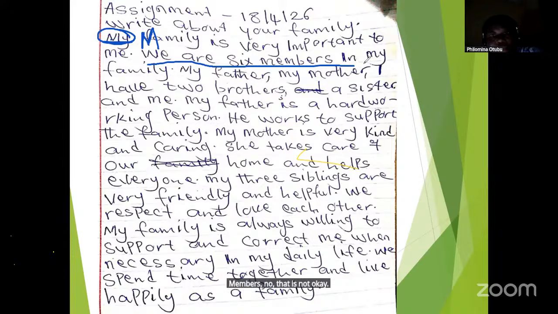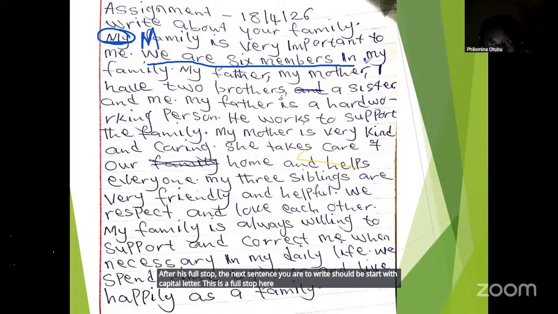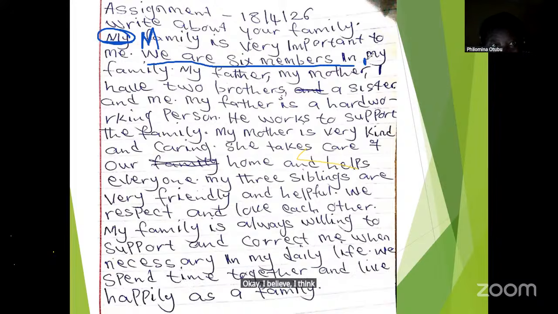And then after a full stop, the next sentence you write should start with a capital letter. This is a full stop here. Now the next writing should start with a capital letter. In the family we have my father, mother. I have 2 brothers and a sister.